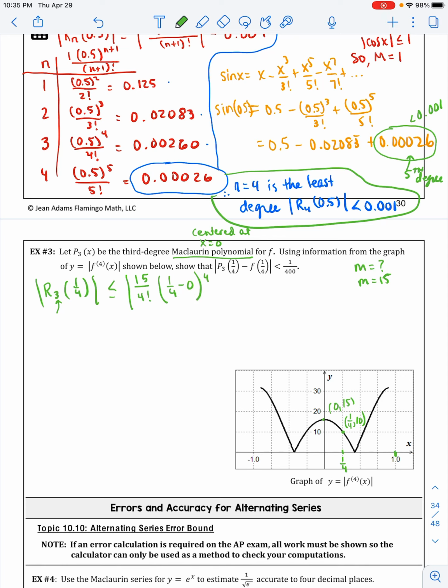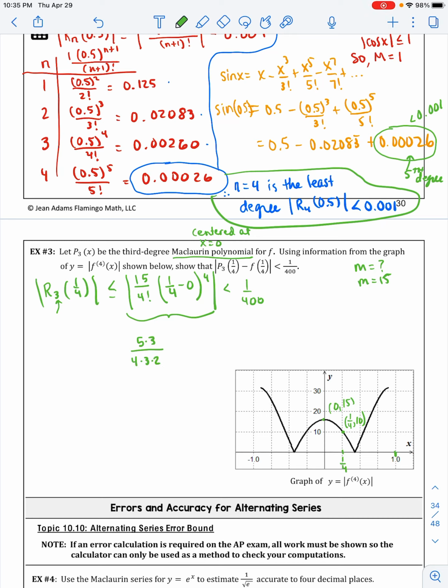So when I'm trying to use my Lagrange error, I need my m, and then since this is 3 here, this is going to be 4 factorial, so m over 4 factorial times our x minus c to the 4th power, right? And our x value that we're trying to approximate is 1/4. Our c, it was centered at 0. And so we want this to be less than 1/400.